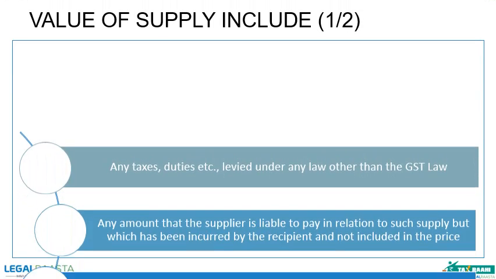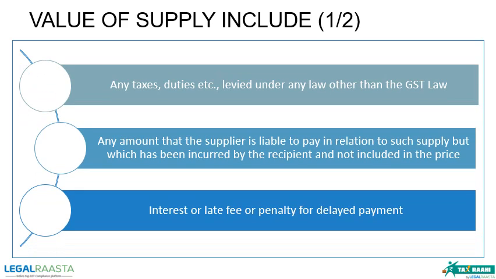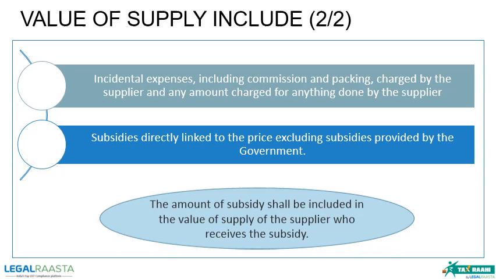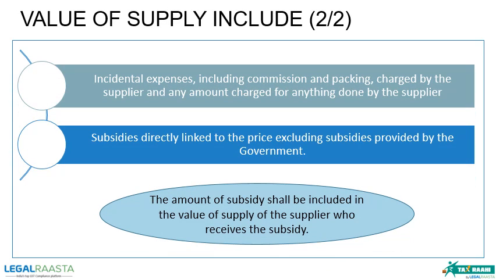Value of supply includes any taxes, duties, etc. levied under any law other than GST, interest, penalty, etc. for delayed payment. Incidental expenses including packaging and commission, subsidies that are directly linked to the price but not include those which are provided by the government.